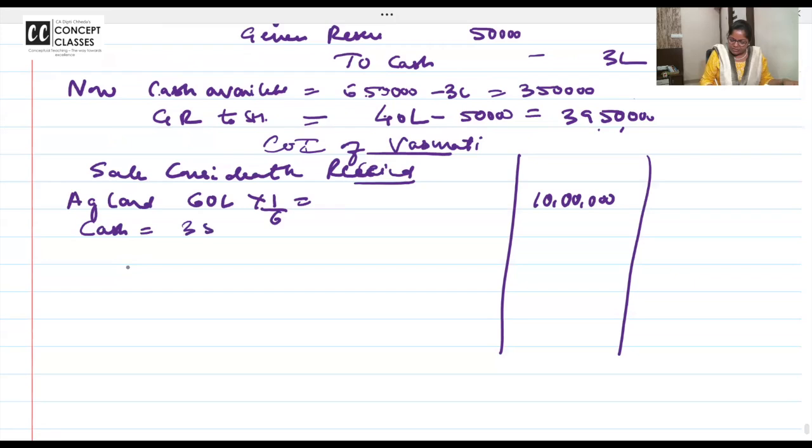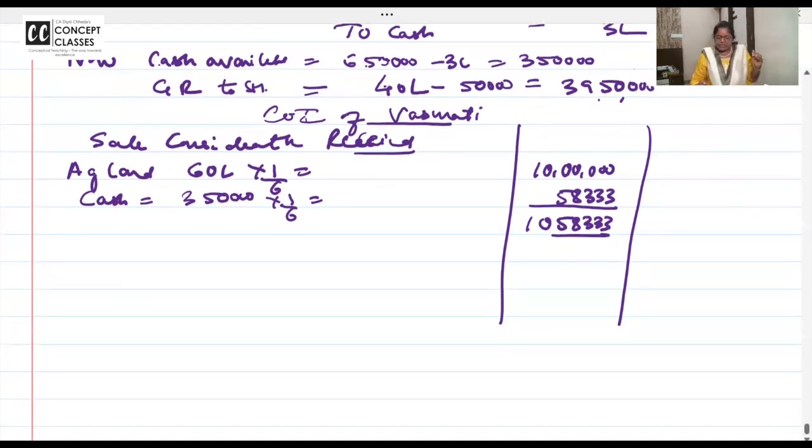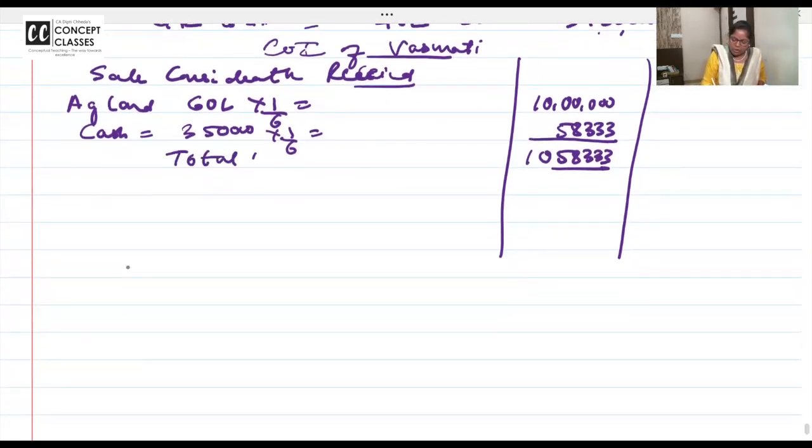Now cash. Cash is 350, as we saw on top. Ma'am, in the opening balance sheet it was 650. But 3 lakh you have paid as tax in priority. So 1/6 of 350 is 58,333. 10 lakhs plus 58,333 is 10,58,333. This is the sale consideration received by Vasumati as a shareholder: 1/6 of the agricultural land plus 1/6 of the cash. Total amount received.